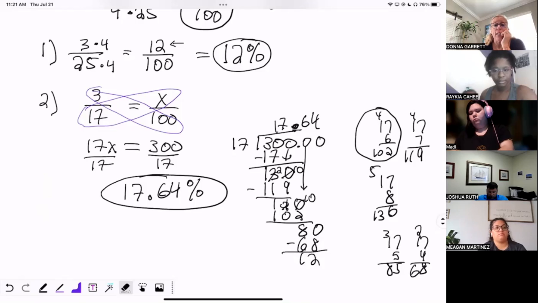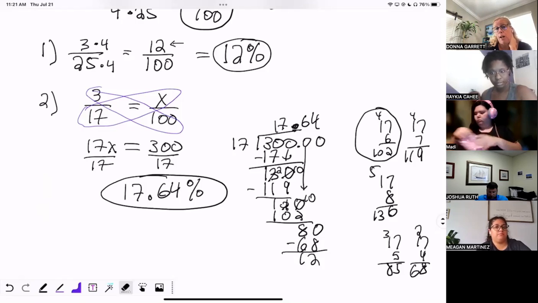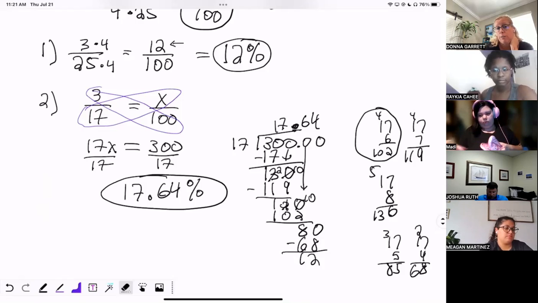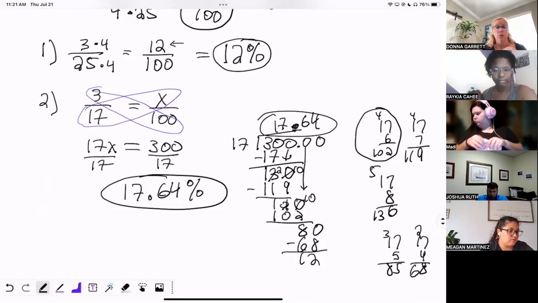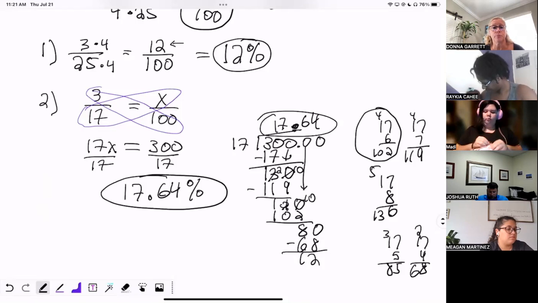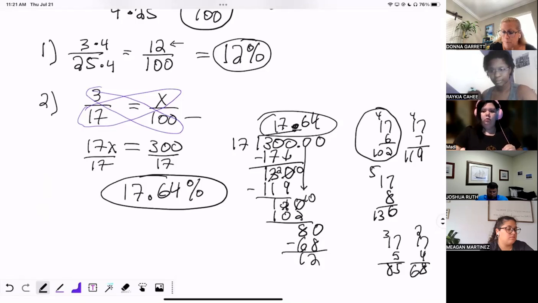No, now it's just a percent. So when you cross multiply, you already took care of that 100. So that's just your answer. That's your percent. So when you do long division or when you do cross multiplying, you're just finding the percent. Whatever number you get, that's your percent. Oh, okay. We set it up over 100, but then the answer is a percent.